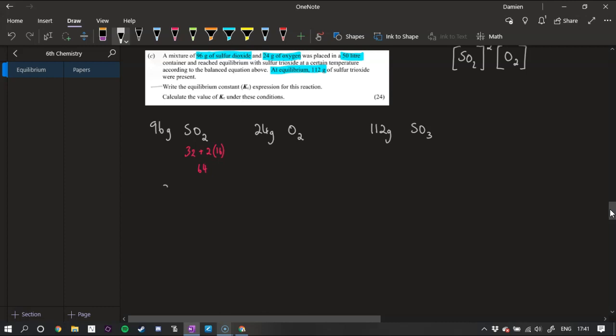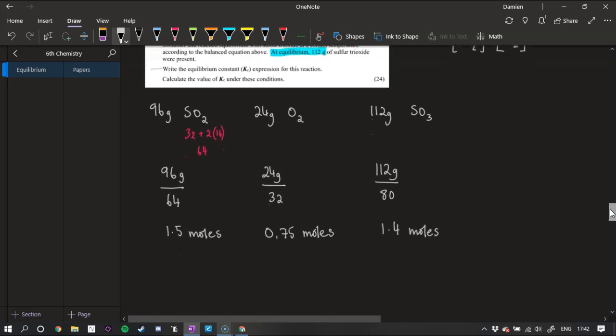So again, to find the number of moles, you're going to take 96 grams and divide by the molecular mass, 64, and that's going to give you 1.5 moles. You do the same thing for 24 grams of oxygen, and that's going to be divided in this case by 32, which gives you 0.75 moles. And then 112 grams of sulfur trioxide, so that's 112 grams divided by 80, which gives you 1.4 moles. So now you have the details, you can fill them into your equilibrium table.